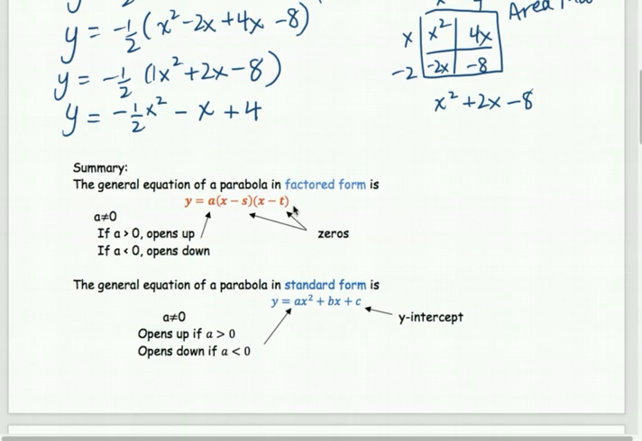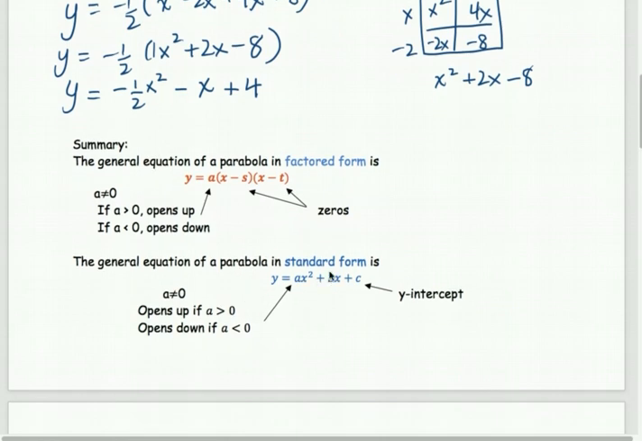But the key new things here are the zeros, right? This is where the zeros are, which are also considered to be the x-intercepts. With the standard form, you have this form here, and we've seen this before. We studied it a little bit.